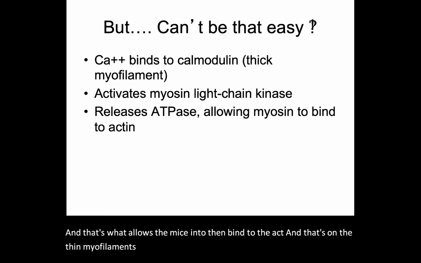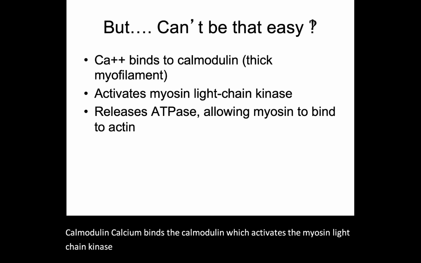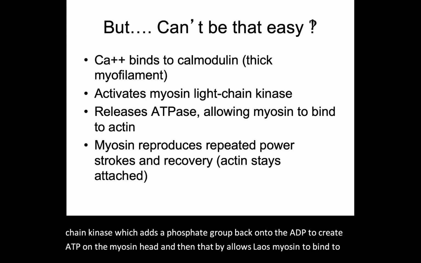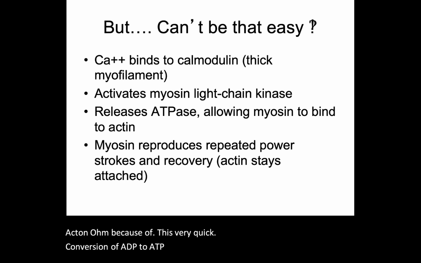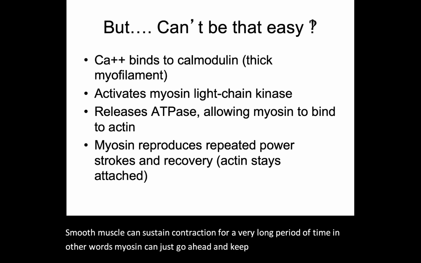So calcium binds to calmodulin, which activates the myosin light chain kinase, which adds a phosphate group back onto the ADP to create ATP on the myosin head. And then that allows myosin to bind to actin. Because of this very quick conversion of ADP to ATP without the use of an action potential, smooth muscle can sustain contraction for a very long period of time. In other words, myosin can just go ahead and keep contracting multiple times over and over again.